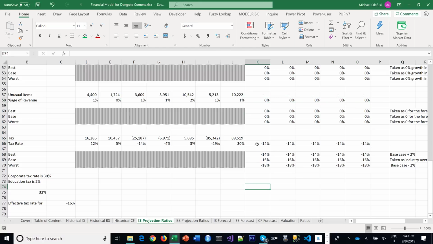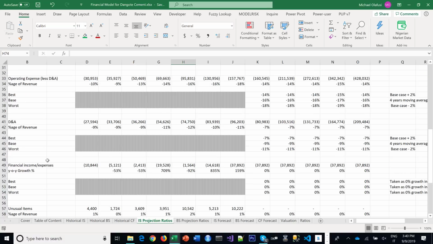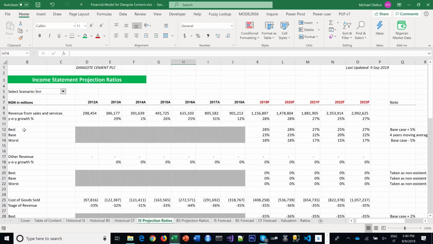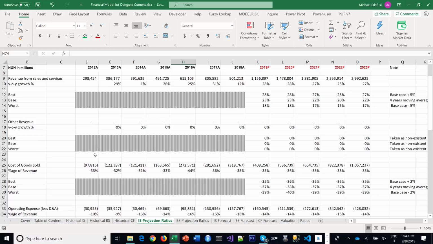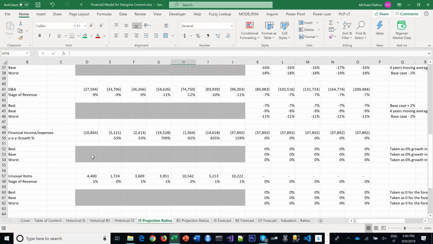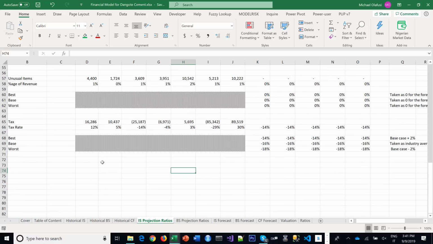For the future, I cannot do the projection right now because we do not yet have the income before tax, the earnings before tax. So this is where we stop for the income statement projection ratios. Okay, so I'm done with this. I'm going to go to the balance sheet projection ratios.